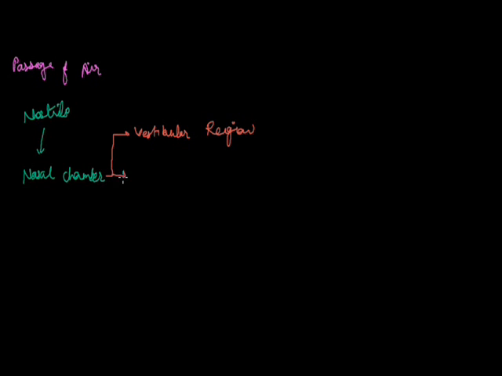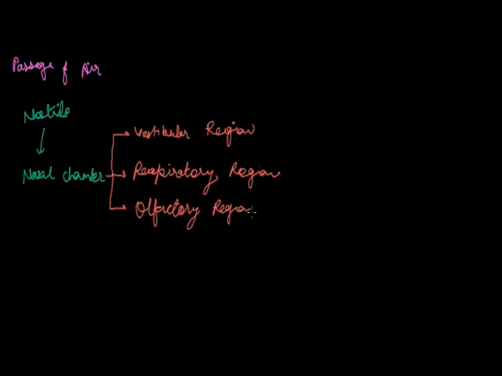The second one is the respiratory region, which is coated by pseudostratified columnar ciliated glandular epithelium, and its function is filtration of air. The third one is the olfactory region. It receives smell. It contains the Schneiderian membrane.